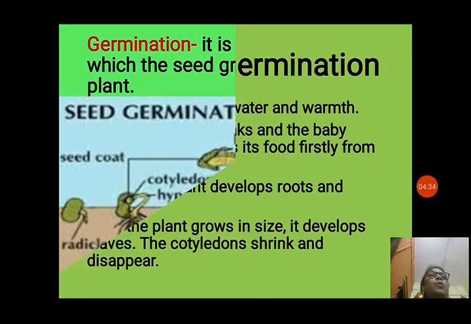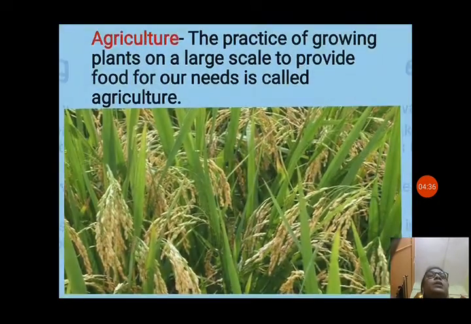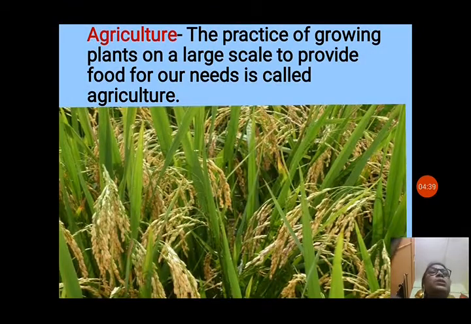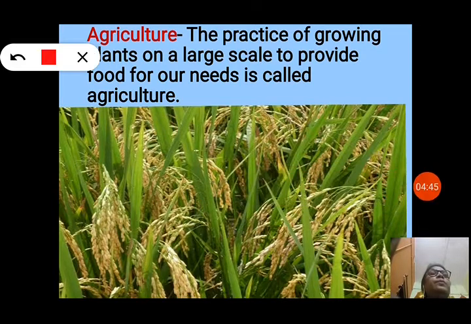So let us see about another topic, that is agriculture. You can see the plants are grown on a large scale. In the picture also you can see crops are grown here. So agriculture is the practice of growing plants on a large scale to provide food for our needs. We need food now. The population is increasing day by day and the need of food is also increasing day by day.